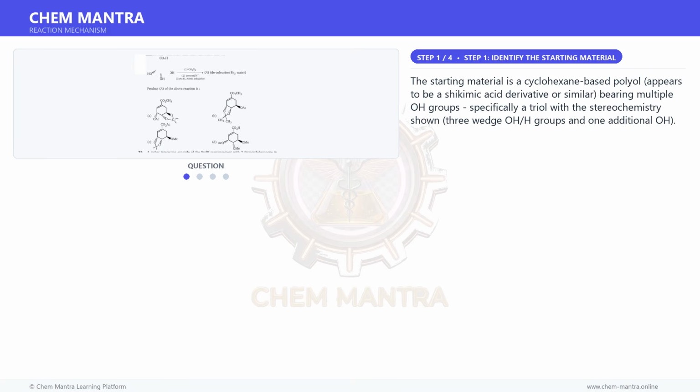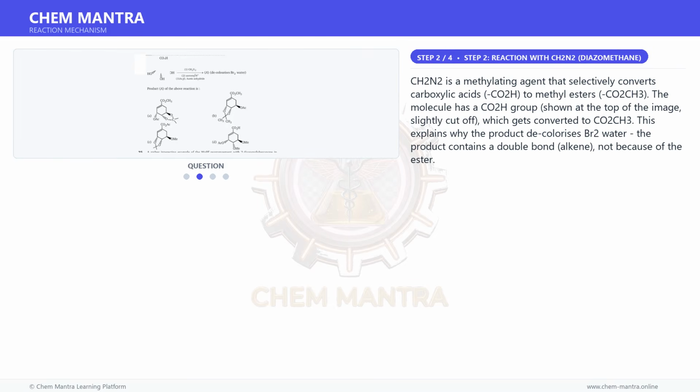The starting material is a cyclohexane-based polyol, appears to be a shikimic acid derivative or similar, bearing multiple OH groups, specifically a triol with the stereochemistry shown, 3 wedge OH groups and 1 additional OH. Moving on to the next step.